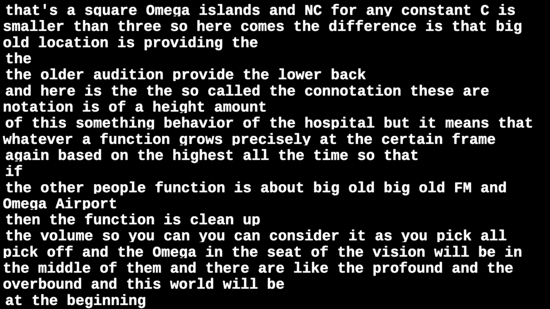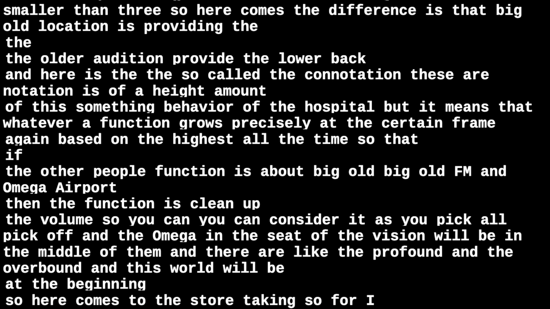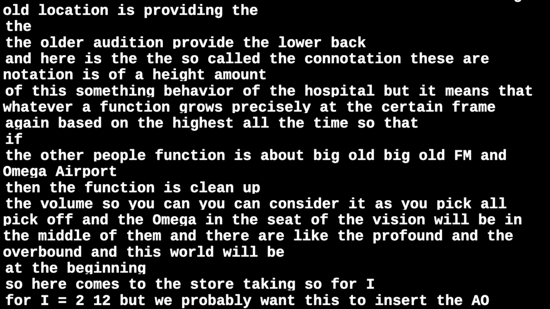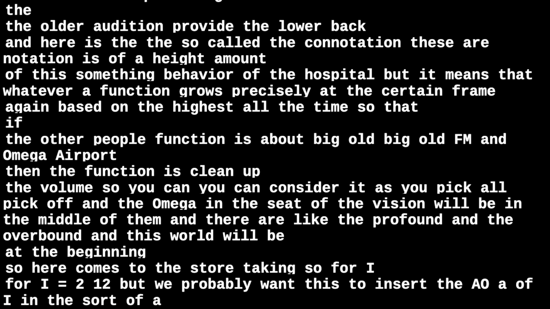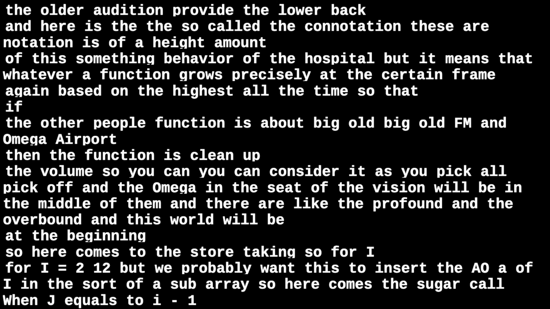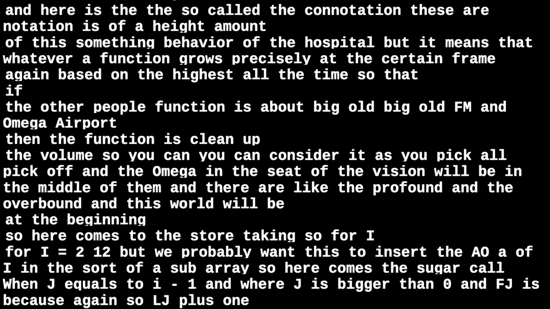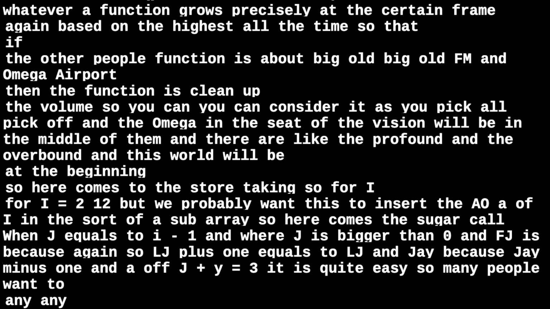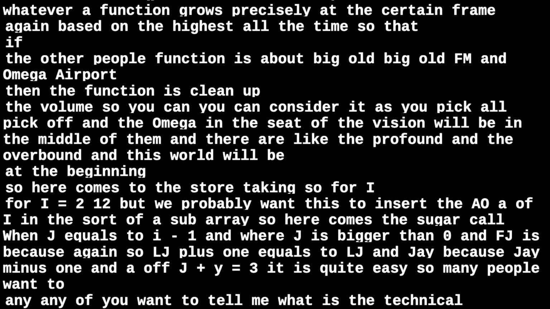So here comes the sorting algorithm. For i equals 2 to n, what we want is to insert A of i into the sorted subarray. So here comes the pseudocode: j equals i minus 1, and while j is bigger than 0 and A of j is bigger than the key, A of j plus 1 equals A of j, and j equals j minus 1. Then A of j plus 1 equals the key. It is quite easy. Would any of you like to tell me what is the time complexity of the pseudocode?